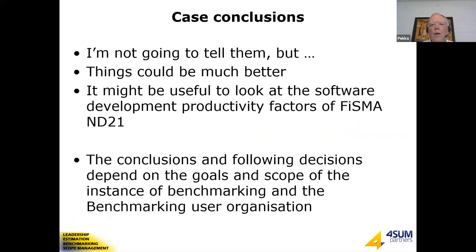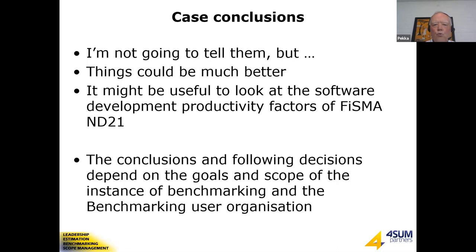About the conclusions, I'm not going to tell what they decided. Anyways, we can see that the things could be much better. They were not glorious. And it might be useful to look at the software development productivity factors of the FiSMA ND21 method, because there are things like how the development work is organized, how the development process is working, and also the people skills in different tasks. And the fourth group there is the product quality requirements. So there may be some explanations and also some things to improve in the future.